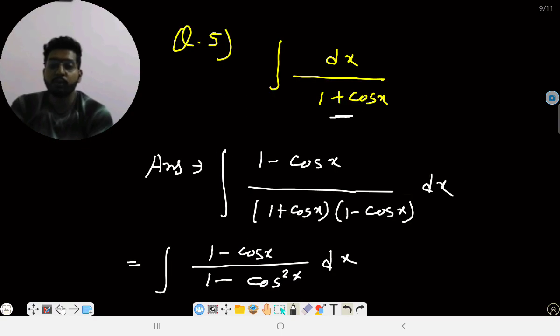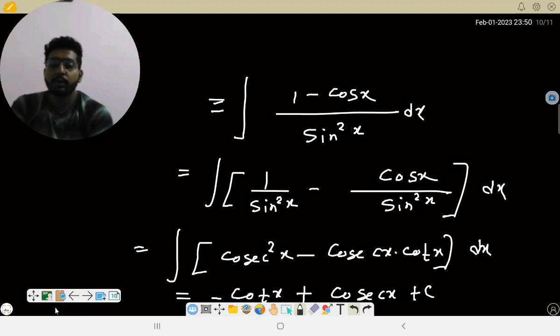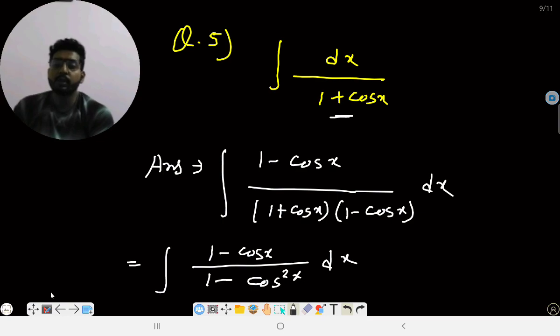So this is the question number 5. So whenever this type of thing, 1 plus cos x, 1 minus cos x, 1 plus sin x, 1 minus sin x is given, you have to use that form. That means you have to multiply both numerator and denominator by the opposite sign.